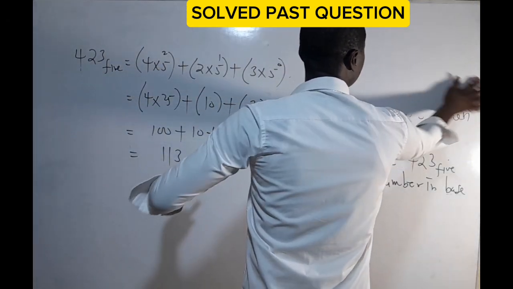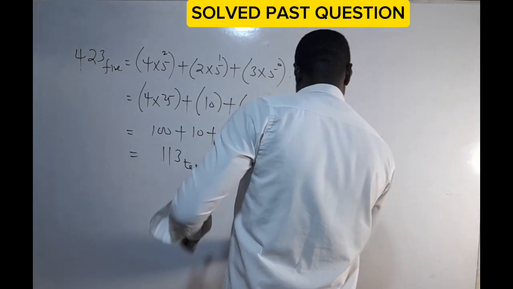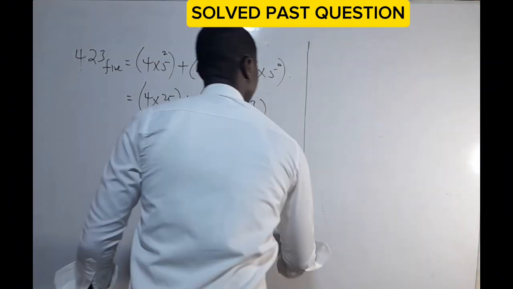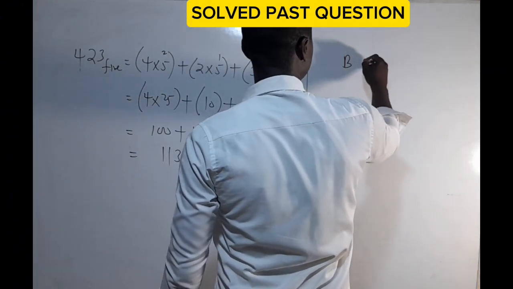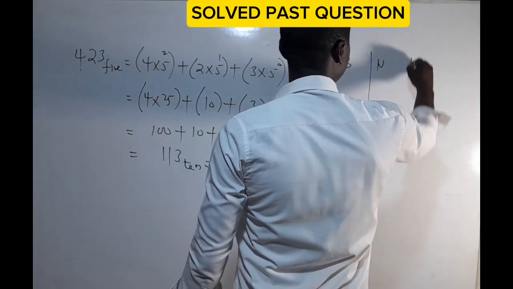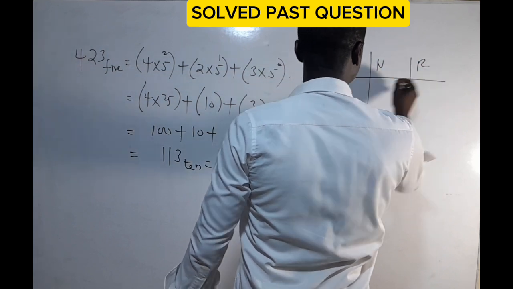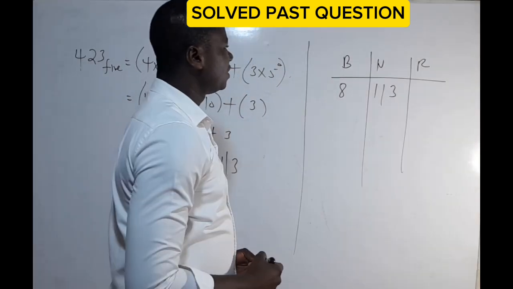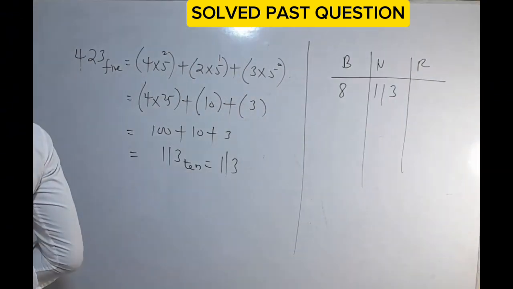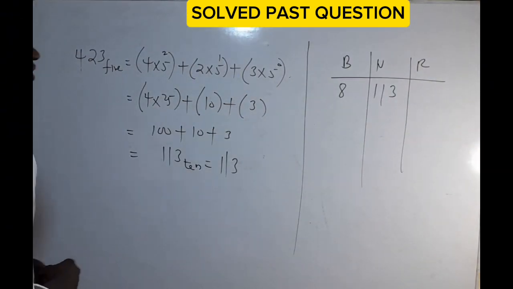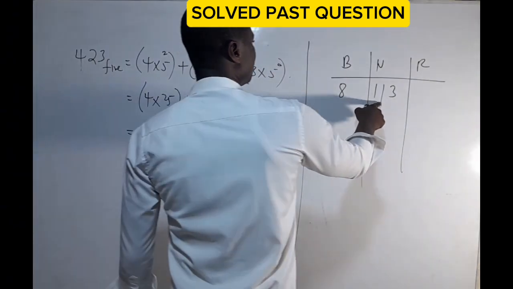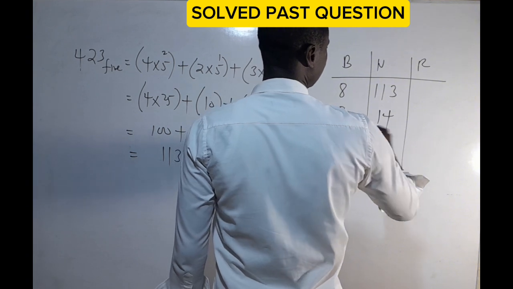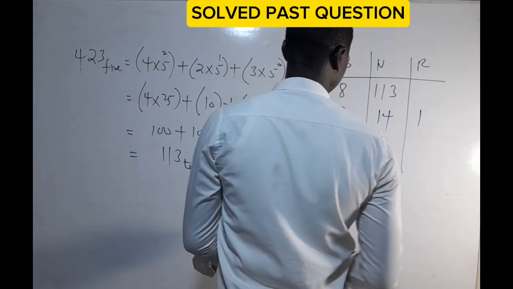Let me get this off and let's see how best we can solve that problem, okay? Now we have this in base 10 and we have to convert to a number in base 8. So our base is here, our number is here and our remainder is here. The base is 8. The number is 113, okay? So you take note of that. It's very important. So 8 goes into 113, you have 14 times. The remainder is 1, okay?